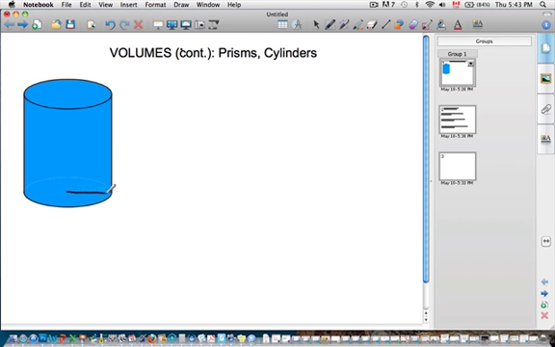In the last couple of videos we spoke about calculating the volumes of cubes and rectangular prisms, and today we're going to continue and talk about more prisms and some cylinders. To calculate the volume of a cylinder, we just do the radius squared times pi, which is really just the area of the base times the height, and that's what you do for all prisms, area of the base times the height.